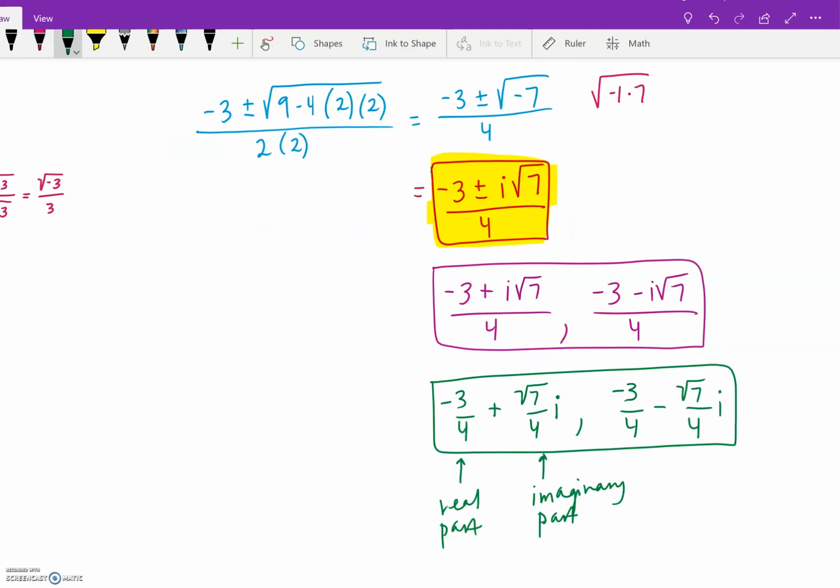I just want to show you a couple of different ways that your answer can look. Of course, that highlighted one on top, negative 3 plus or minus i rad 7 over 4, that is perfect. That's how I like to write it. It's the simplest, easiest way to write. Doesn't require a lot of extra writing.